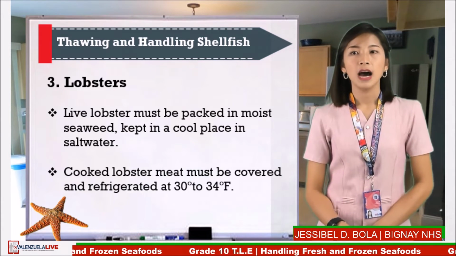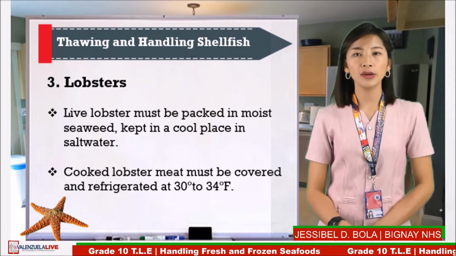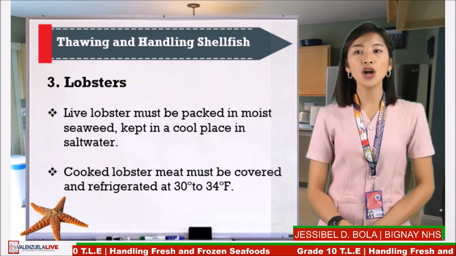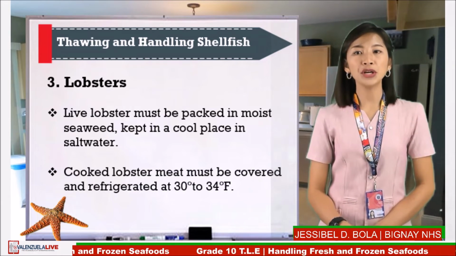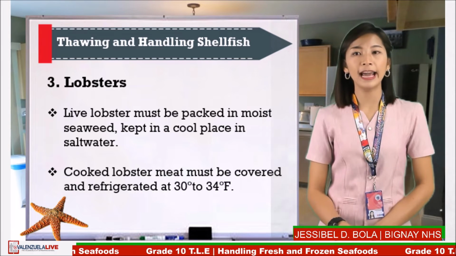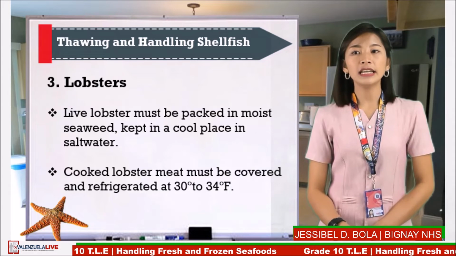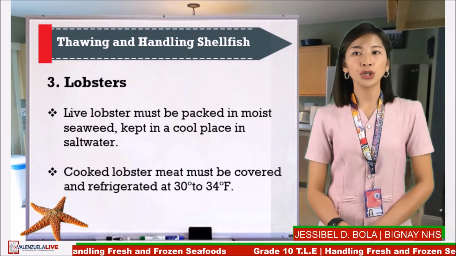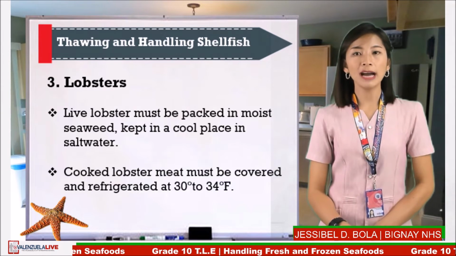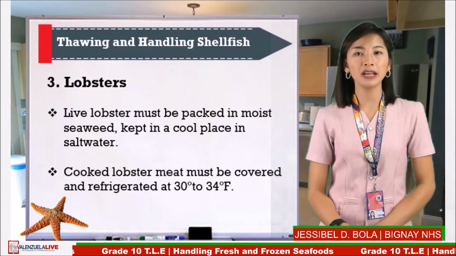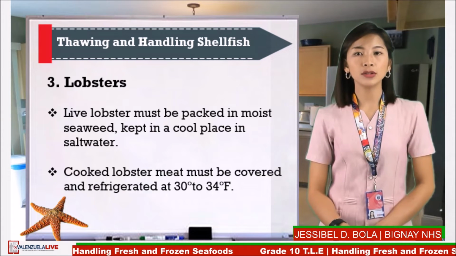Lobster. Live lobster must be packed in moist seaweed, kept in a cool place in salt water. Cooked lobster must be covered and refrigerated at 30 degrees Fahrenheit to 34 degrees Fahrenheit. Cooked lobster is very perishable and should be used in 1 to 2 days.